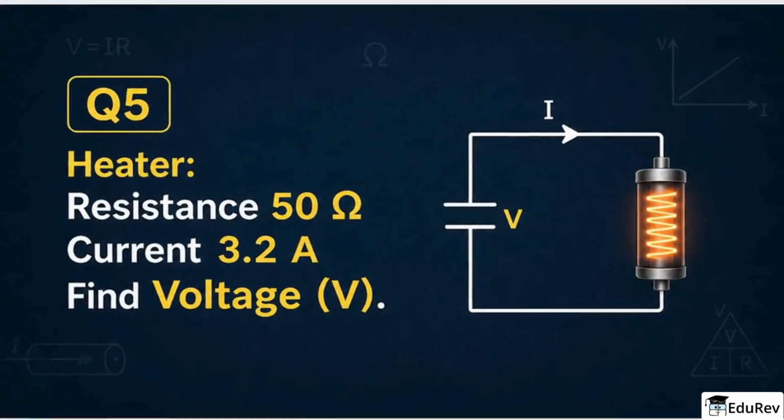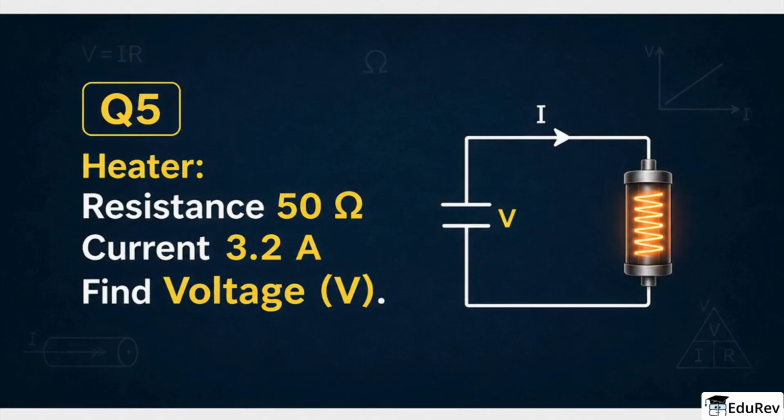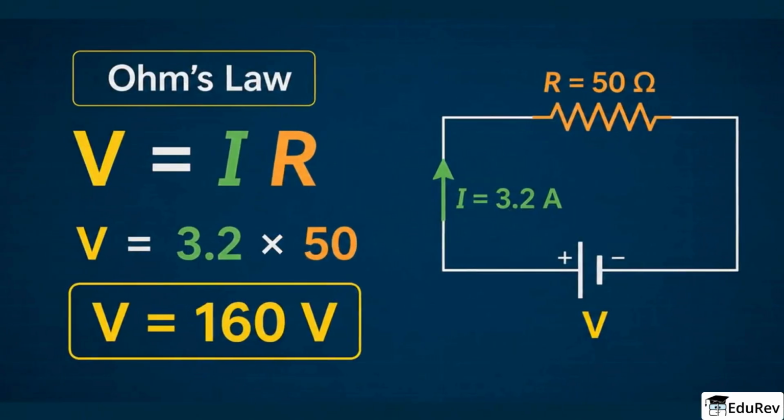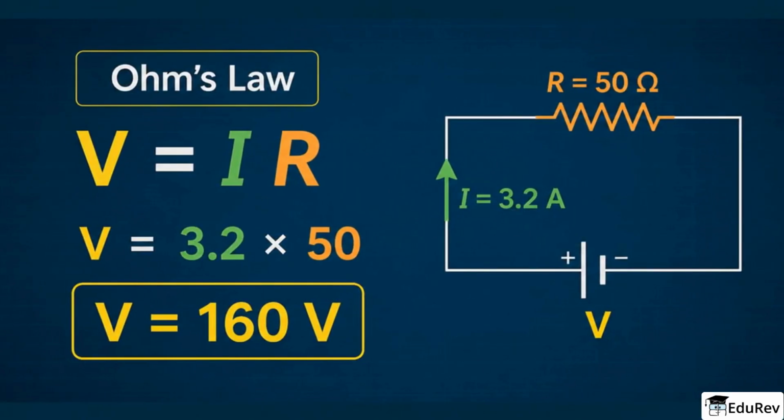Question number 5 asks, if a heater has resistance 50 ohm and current 3.2 amp, find voltage. Use V equals I times R. So V equals 3.2 times 50 equals 160 volts.